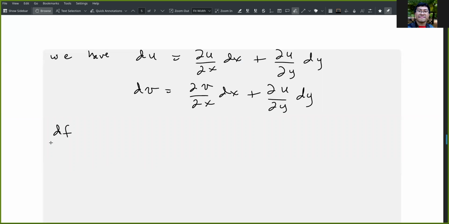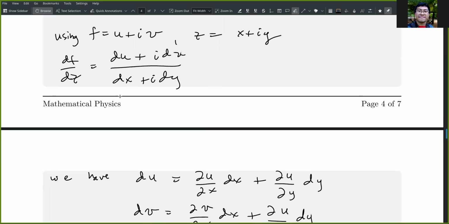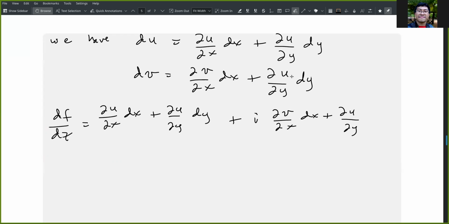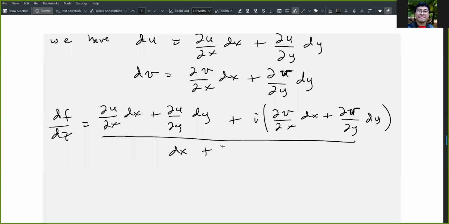So if you write our df by dz, using this and substituting du, dv, dx, dy by these expressions, du becomes partial u with respect to x dx plus partial u with respect to y dy, plus i times partial v with respect to x dx plus partial v with respect to y dy, all divided by dx plus i dy.